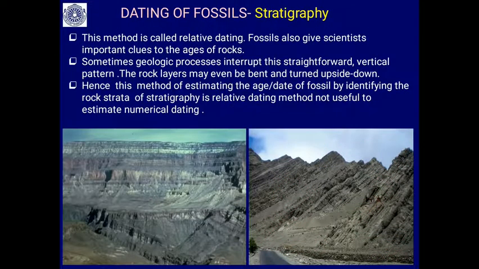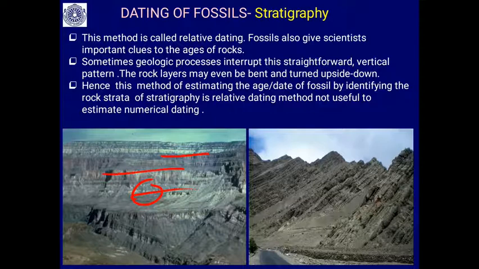So this method is called relative dating. It is not giving the exact dating. Relatively, we are just looking at the different strata, and if the fossil is in this strata, then it may be from this period, we decide. So it is relative dating. Fossils also give scientists important clues to the age of the rock. In this, the strata will give the age of the fossils.